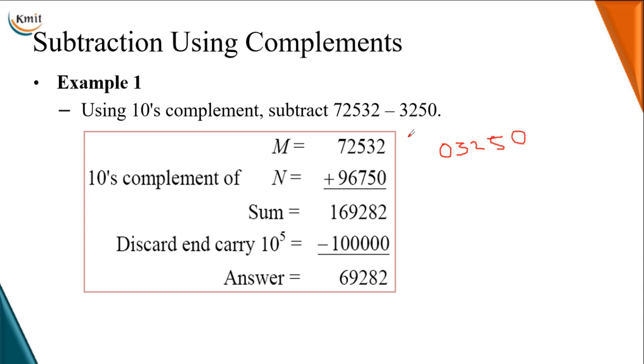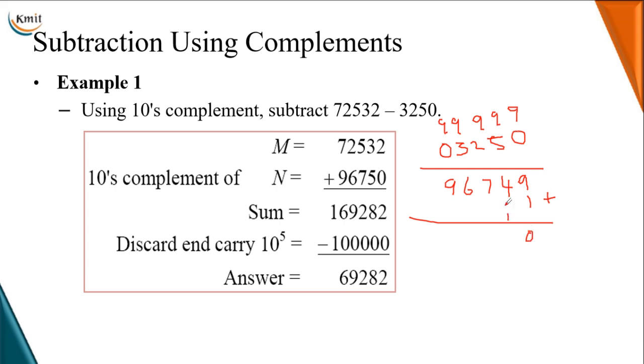Now, having identified the negative number, which is 03250, obtain its 9's complement. 9's complement is obtained by subtracting each digit from 9. So if I subtract each digit of the subtrahend from 9, we obtain the 9's complement first. Thereafter I'll calculate the 10's complement. So 9 minus 0 is 9, 9 minus 5 is 4, 9 minus 2 is 7, 9 minus 3 is 6, 9 minus 0 is 9. Next we add 1. If I add 1, it will become 0 with a carry of 1. So 4 plus 1 is 5. So I obtained the 10's complement of 03250, which is equal to 96750.